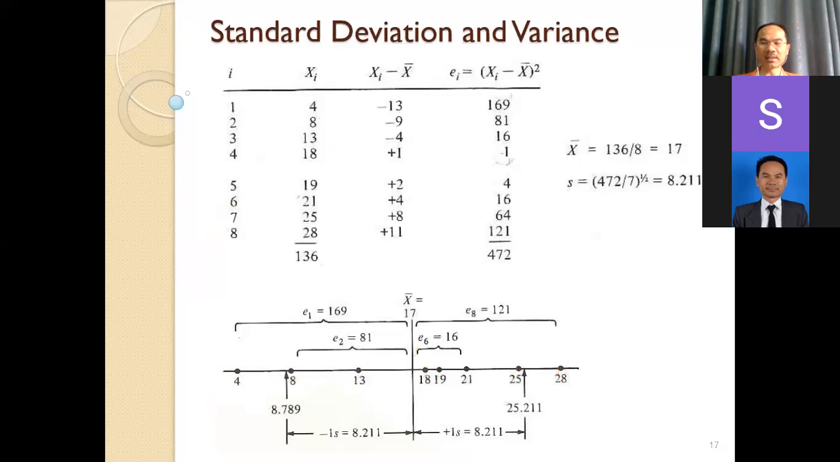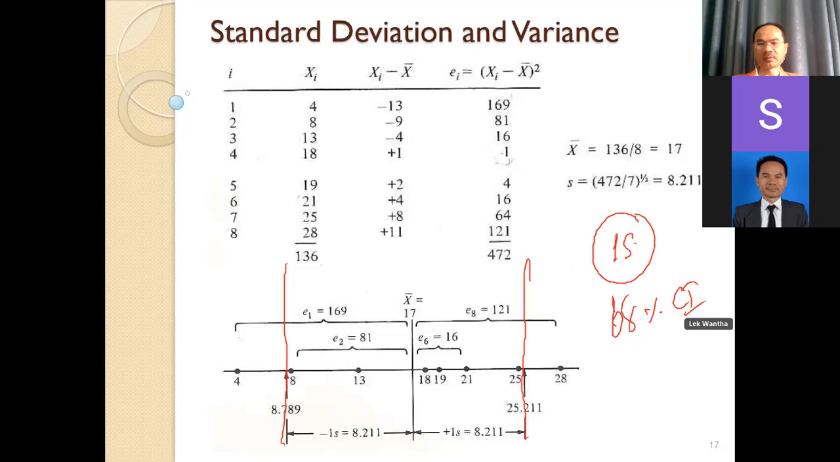For this case, you can represent the maximum and minimum. This is the maximum limit, and this is the minimum limit, for example. Here we use the maximum and minimum by one standard deviation, or the 68% confidence interval. If you accept the error, the maximum and minimum error is one standard deviation: from the mean, x bar plus 8.211 and minimum x bar minus 8.211.